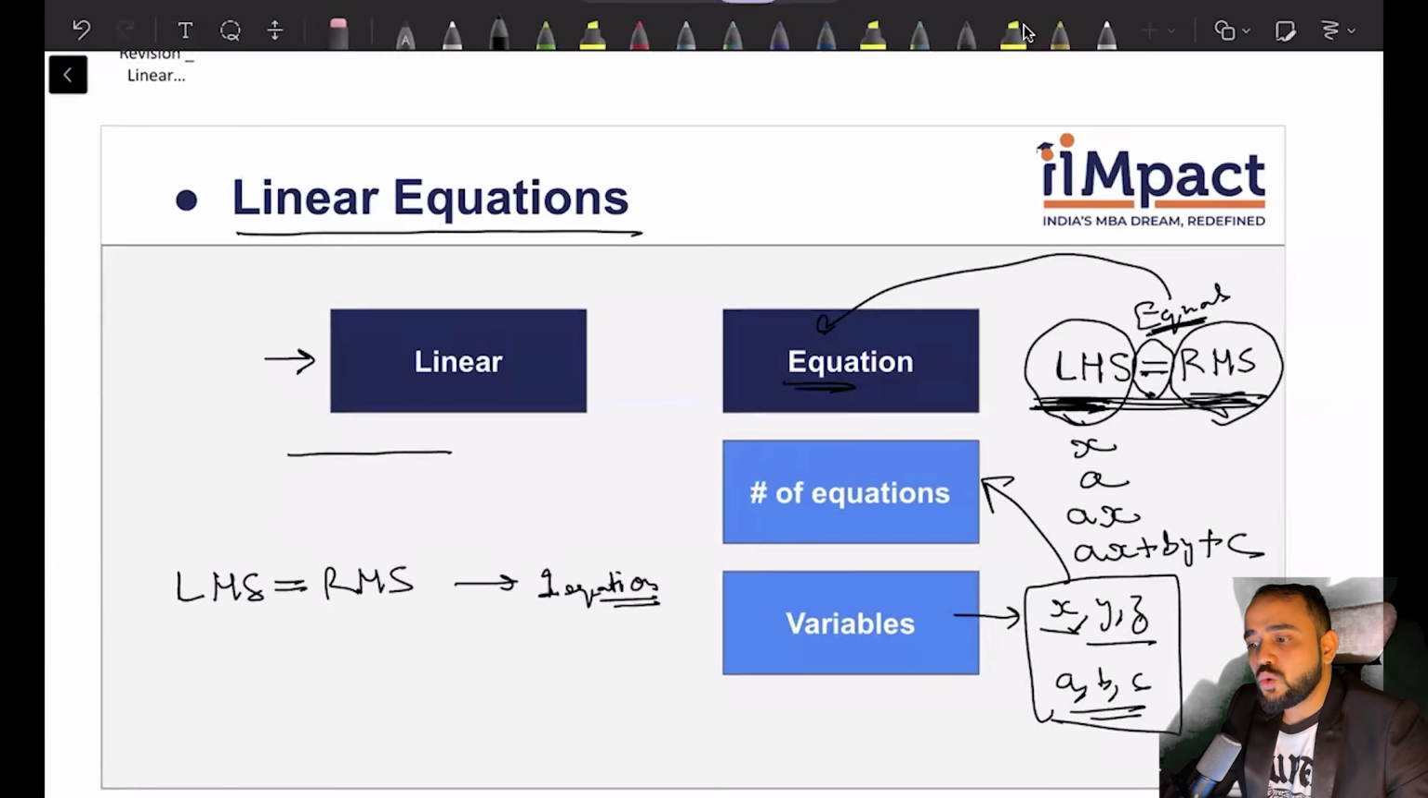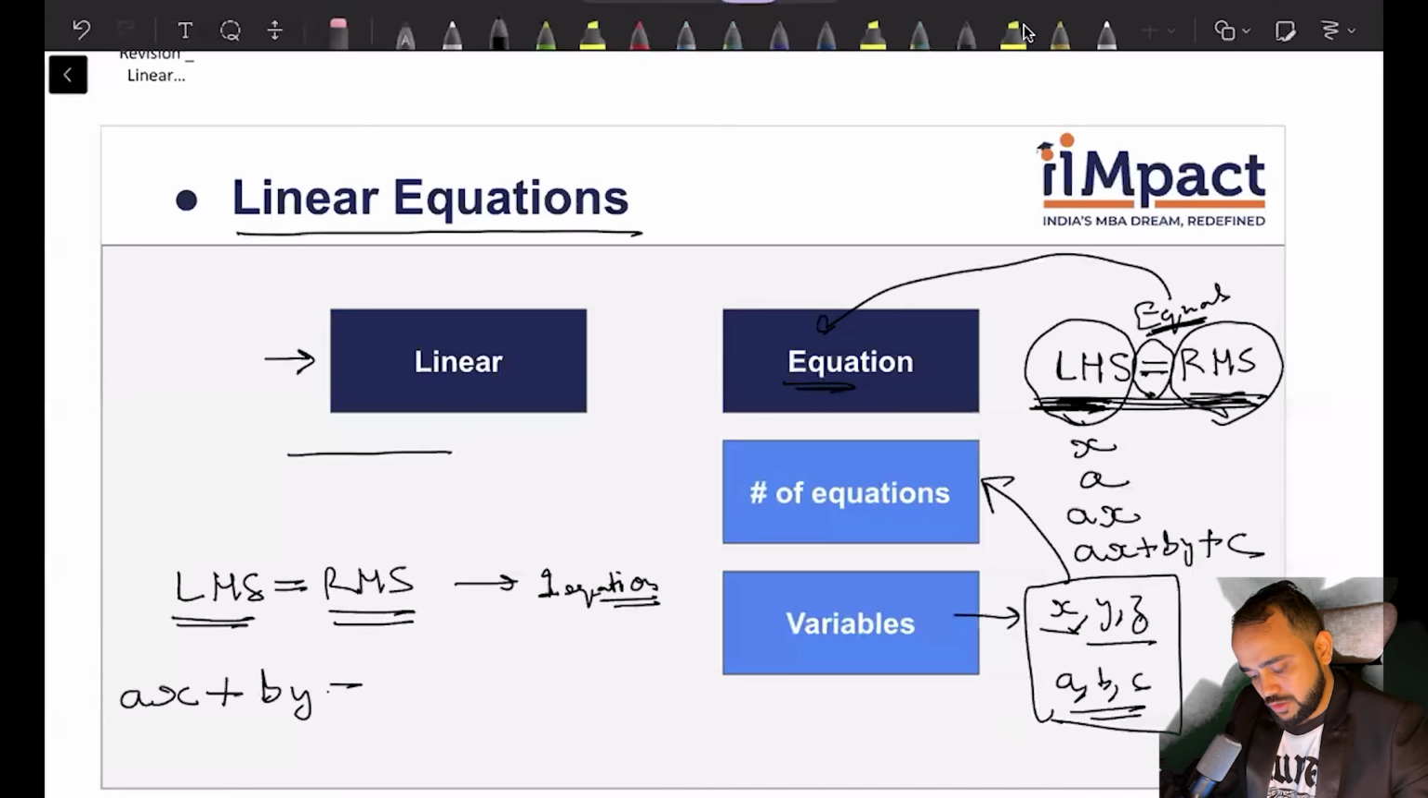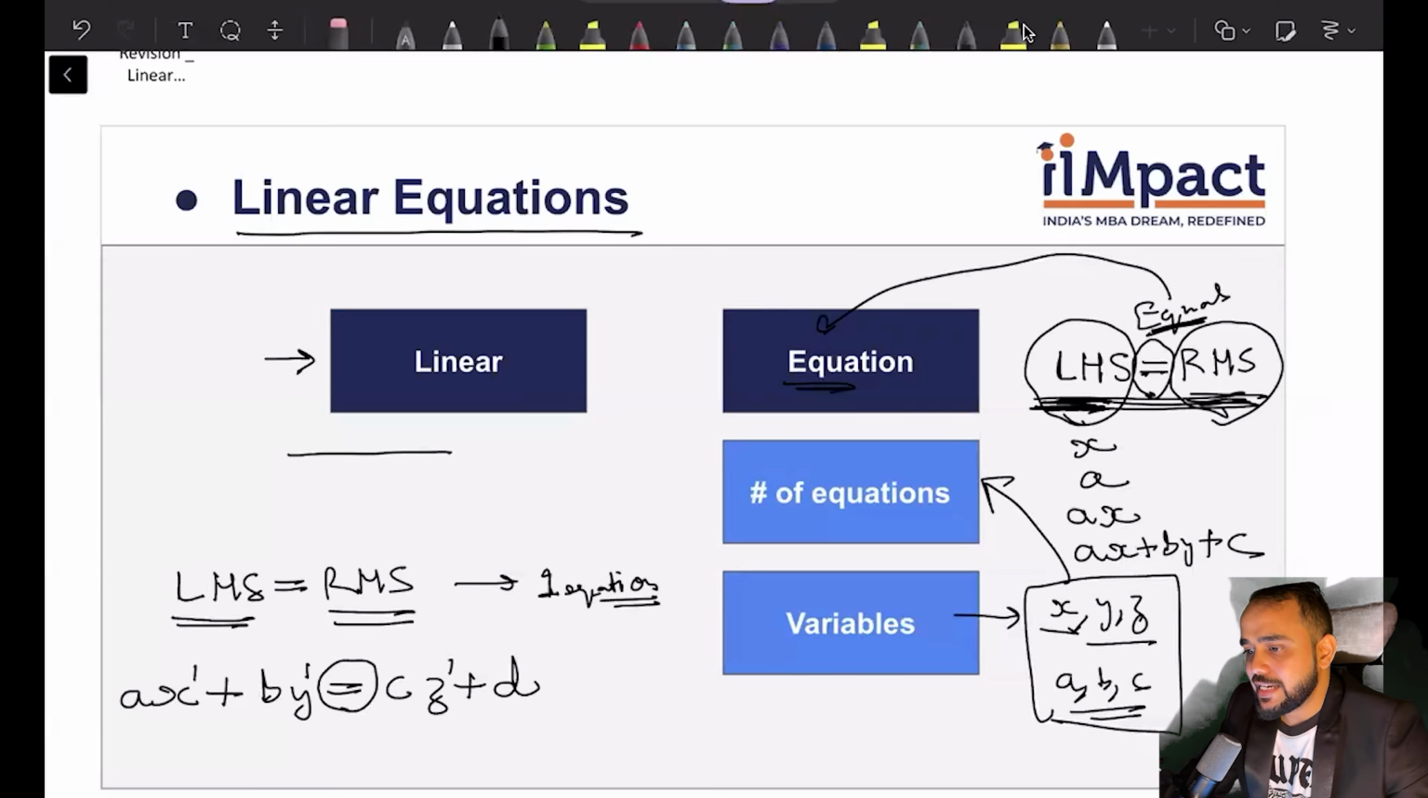Now, an equation will be linear when LHS or RHS, either one of them or both of them, whichever has the variables, the degree of the variable, the power of the variable, is 1. So, AX plus BY is equal to CZ plus D. Is this a linear equation? Yes, it is, because first of all, it is an equation because you have an equality sign in between, and the powers of all the three variables that you see, x, y, and z, is 1. All right.